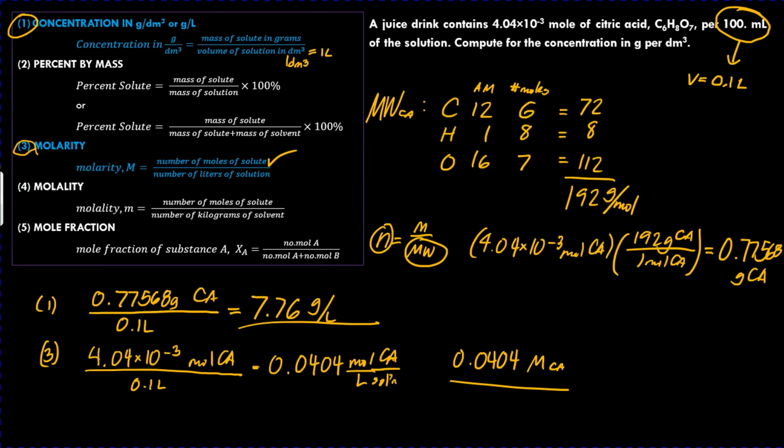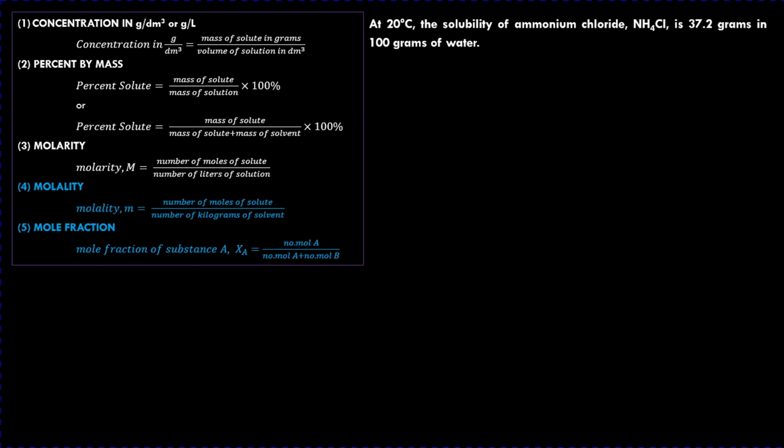So we have another problem. At 20 degrees Celsius, the solubility of ammonium chloride is 37.2 grams in 100 grams of water. We want to express the concentration of this solution in terms of molality. The unit here is number of moles of solute per number of kilograms of solvent. Our solvent here is water, and it is 100 grams in mass. We need to convert this into kilograms. Just divide by 1000 grams, since in 1 kilogram there are 1000 grams. So this is 0.1 kilogram of the solvent, which is water.